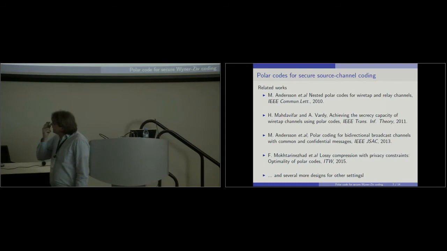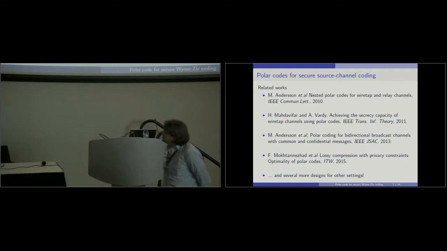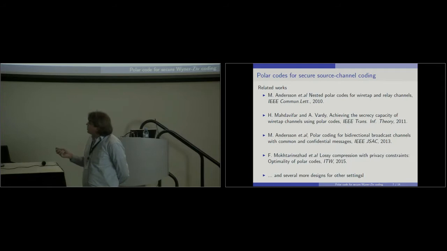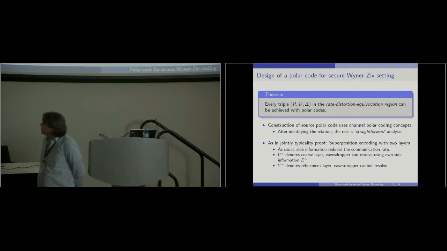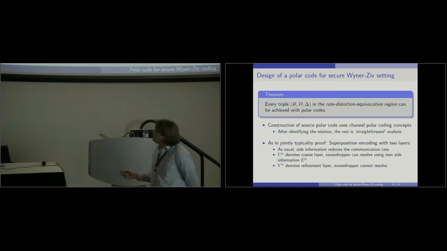Now they have become more popular since they were invented, and more recently, here are some related secure source or channel coding problems focusing on secure aspects. There are nested polar codes for the wiretap channel and relay channels, or the secrecy capacity of the wiretap channel. Myself, I'm also involved in this one with confidential messages. These are all channel coding problems. And here we have a lossy compression setting, and there are many other code designs coming up lately.